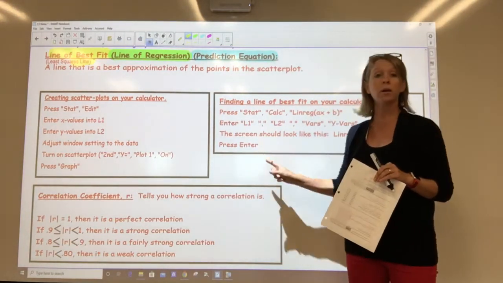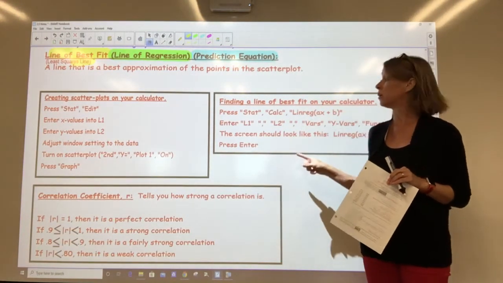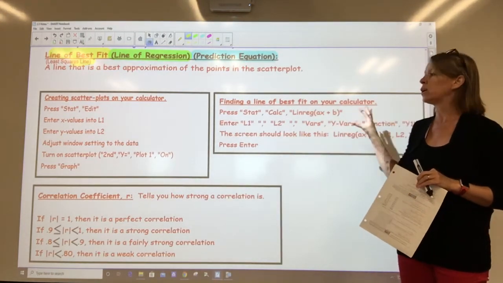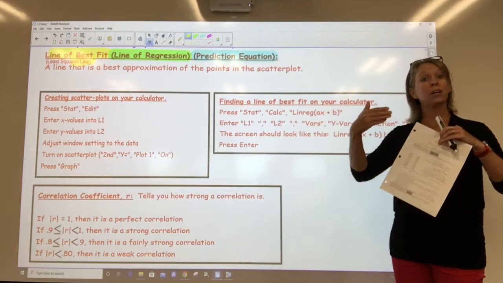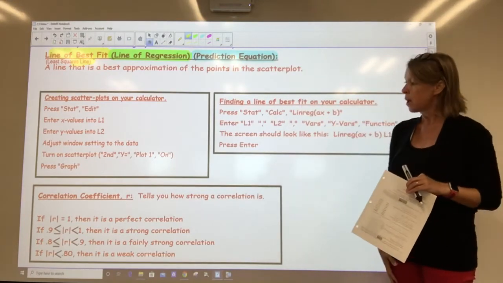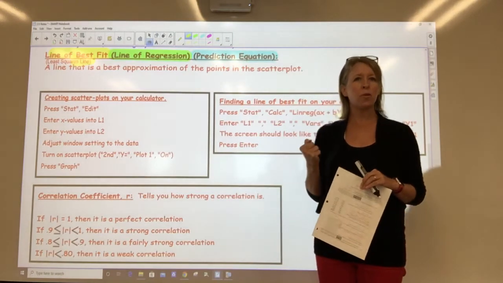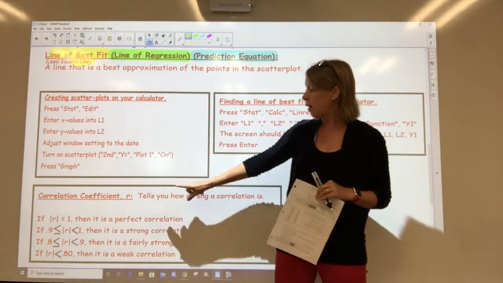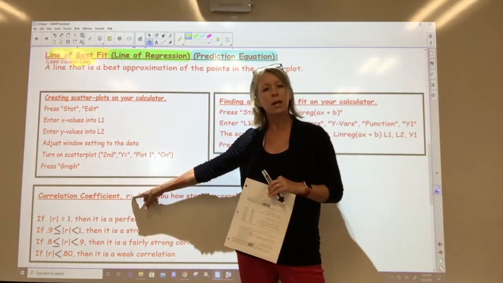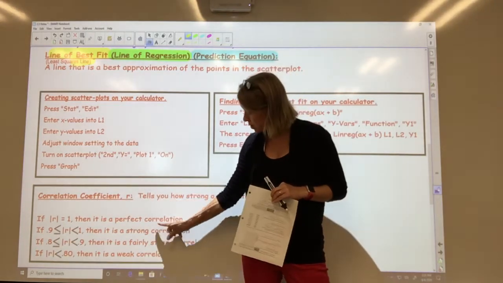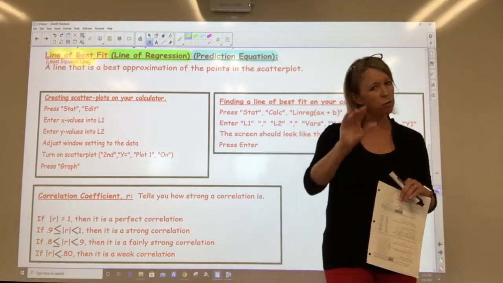We're then going to use features on the calculator to give us the equation for the line of best fit, and then we can use that equation to make predictions, like future predictions. And then finally, we want to be able to classify what the strength of the correlation is. The calculator will give us a number for an R value, and we will use that to categorize what the strength is.